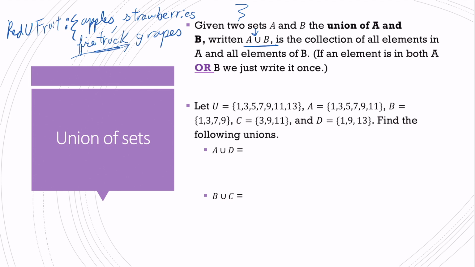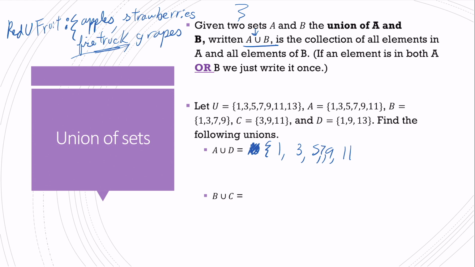So if we had the same sets as in our first example, here I want to find A union D. I'm going to take all the elements in A. So I'm going to have 1, 3, 5, 9, 11. I missed 7. 7.